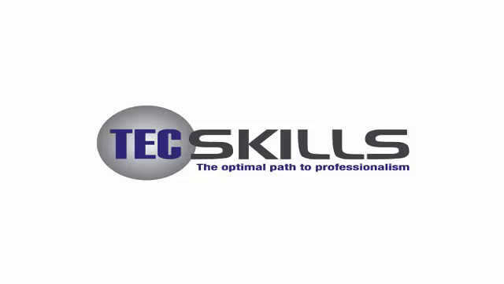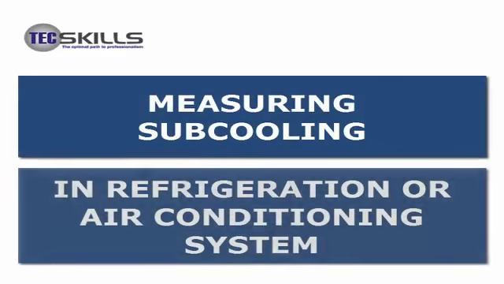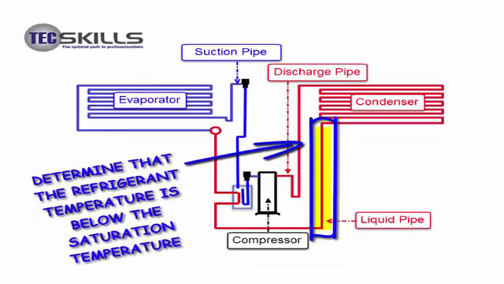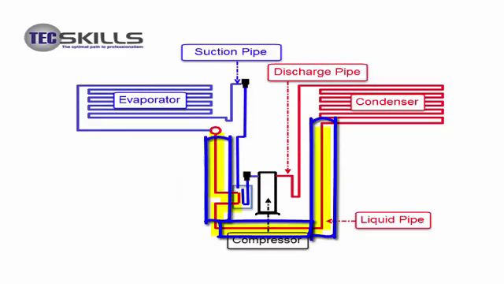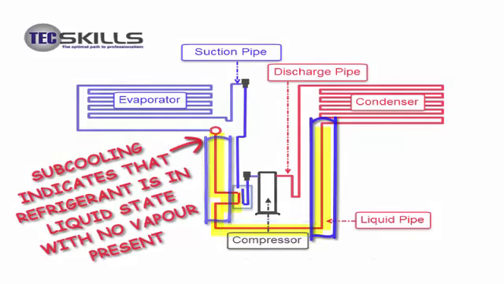In this video, we are going to go through the steps required to measure the subcooling in a refrigeration or air conditioning system. By measuring the subcooling of a system, you can determine if the refrigerant leaving the condenser is below the saturation temperature for the particular refrigerant being used. If the refrigerant is below its saturation temperature for its relative pressure, this will indicate that the refrigerant is in a liquid state with no vapour present.